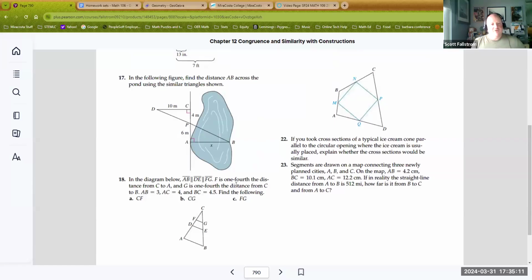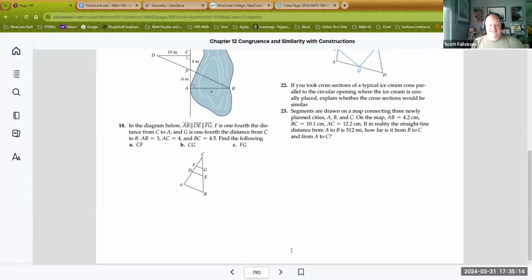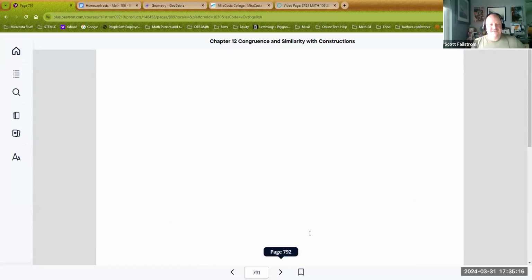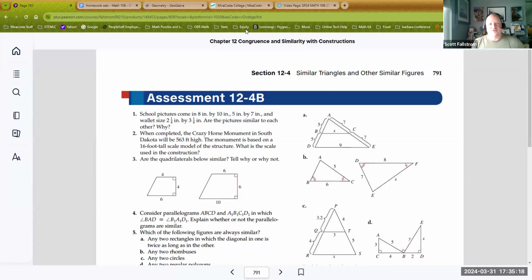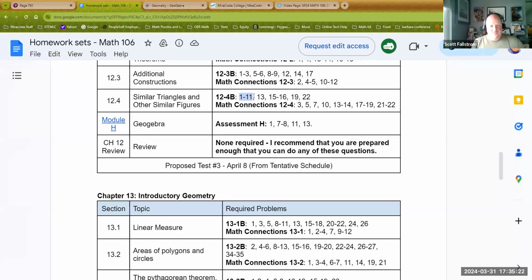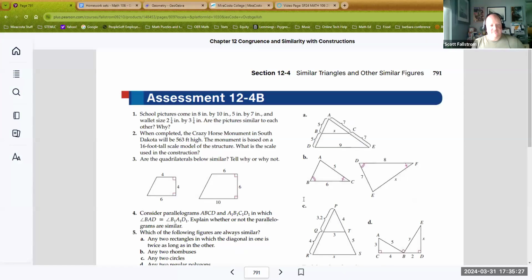Hey, look, it's the lake problem. Chapter 12, section 4. Let's take a look at a couple of homework problems that we have for you today. 12.4, 1 through 11, then 13, 15, 16, 19, 22. Okay, so let's go 1 through 11.